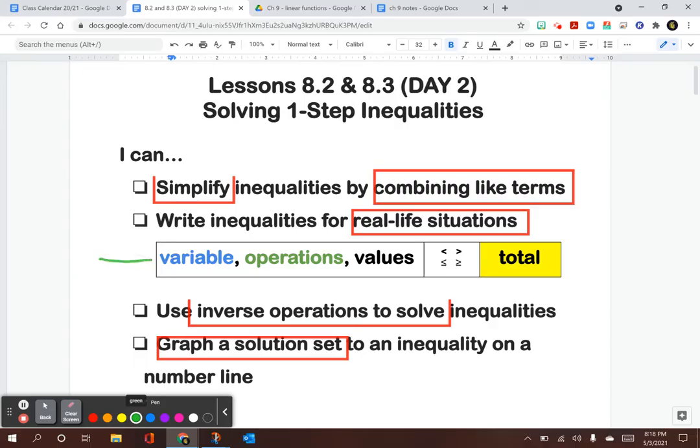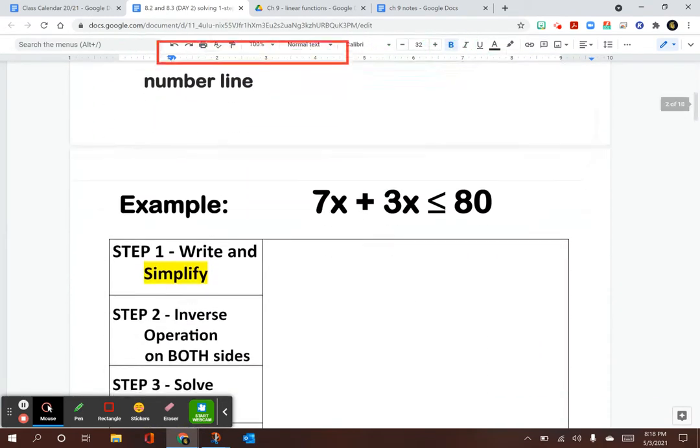Remember, when we're writing inequalities, we want to set it up with our variable, our operation of add, subtract, multiply, or divide with some kind of value or number, then our inequality sign, and our total will be on the other side all by itself. So this is going to be the format that we use when we're writing inequalities for real-world situations.